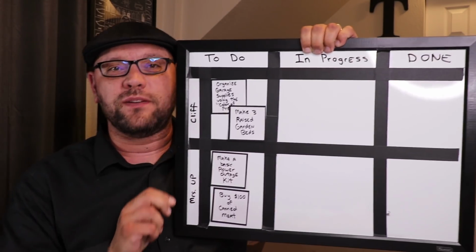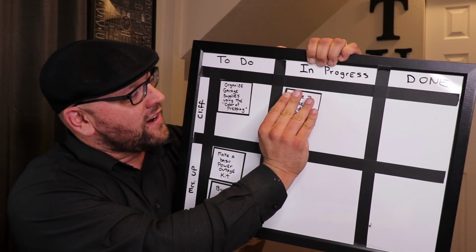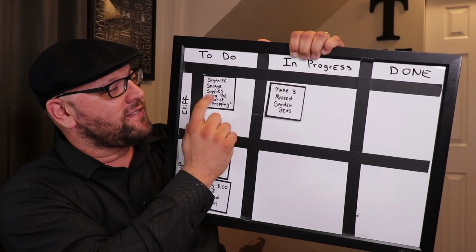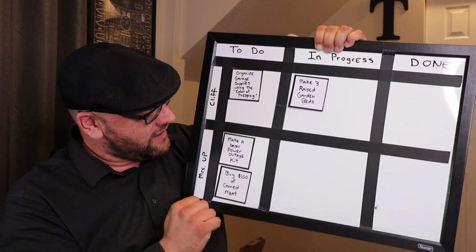Now we're going to start actively working on the items. So maybe the first one I'm going to work on is making the 3 raised garden beds. I'm going to move it over there. So I haven't started this yet, but I am actively working on this. I'm going to buy the supplies and everything like that.